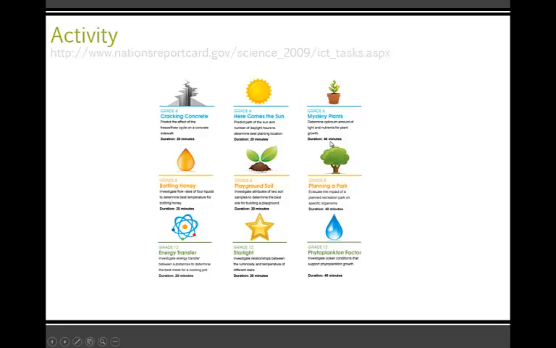You'll notice that mystery plants, planning a park, and phytoplankton factor are listed at 40 minutes. The rest are all listed at 20 minutes. I would say that I can do mystery plants in 20 minutes. These are the length of time it would take a 4th grade student to do it, or an 8th grade student. That was the amount of time they were given for the assessment.